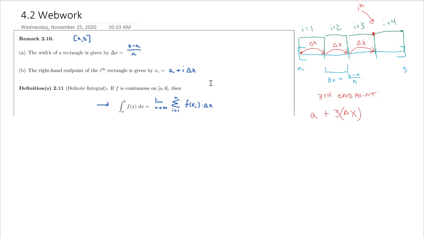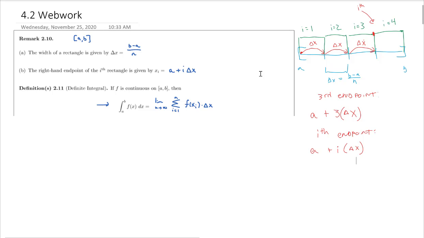But if we wanted to go to the ith endpoint, we would be doing a plus i delta x. However many intervals we have, we're jumping over that many of those intervals to get to the ith interval, and then that's going to be our right-hand endpoint. We're starting at a, so that's what this a plus i delta x is.